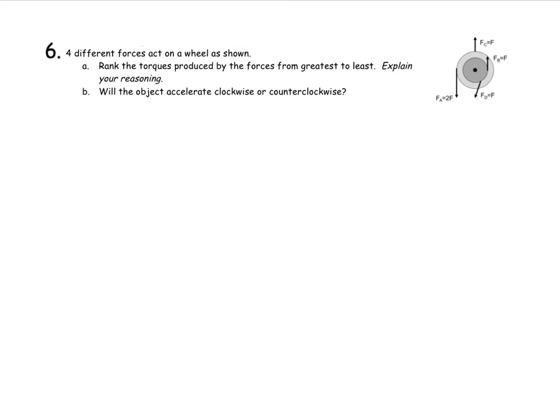All right, so for this next one, we want to go ahead and rank the torques produced by these four different forces from greatest to least. The thing I noticed right off the bat is A has the biggest radius. It also has the biggest amount of force. And to top it all off, the angle for force A would be 90 degrees. So that has to be the greatest amount of torque.